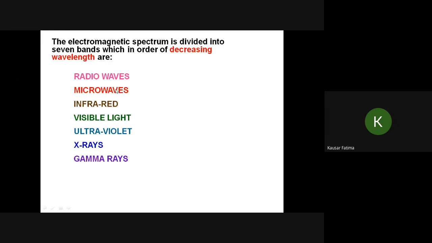Radio waves and microwaves are generated in different ways. The methods are different. So gamma rays have the shortest wavelength and radio waves have the longest wavelength.